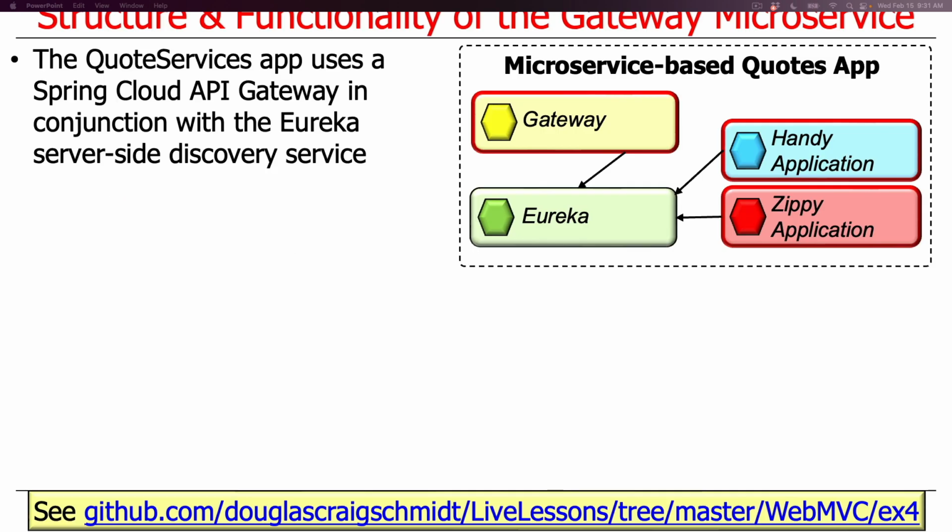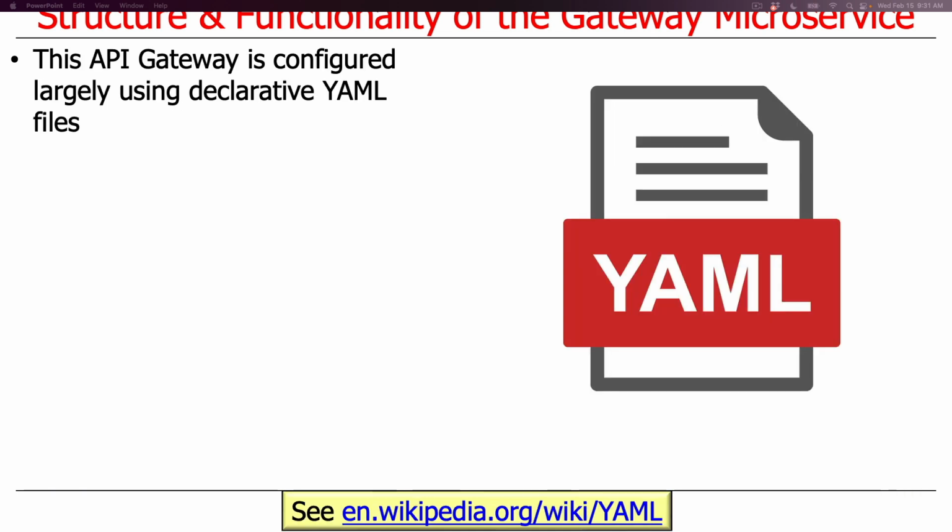So the QuoteServices app is going to use the Spring Cloud API Gateway, which we've just been talking about, in conjunction with Eureka. So we use Eureka for the server-side discovery to register everything, including the gateway, by the way. And everybody registers with Eureka, and then the gateway is going to handle the requests that come in. The gateway is configured almost entirely using declarative YAML files.